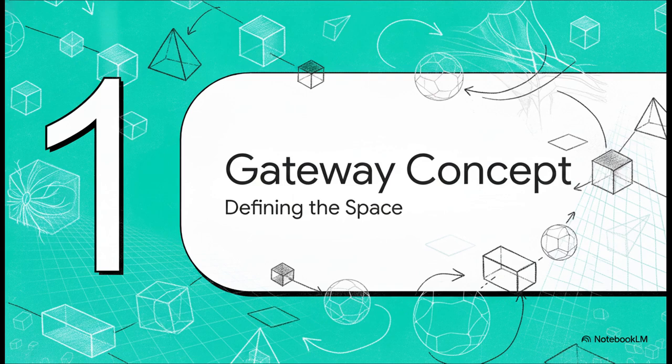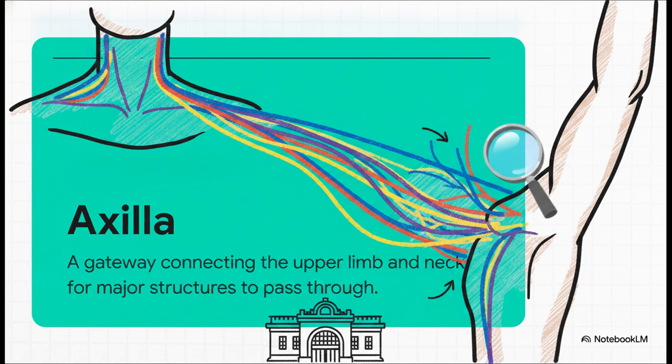Let's define our space. Before we start laying down our anatomical bricks and mortar, I really need you to mentally prepare to visualize. So what exactly is the axilla? Well, in plain terms, it's the region we all commonly call the armpit. But anatomically, it is an absolutely crucial, non-negotiable gateway.